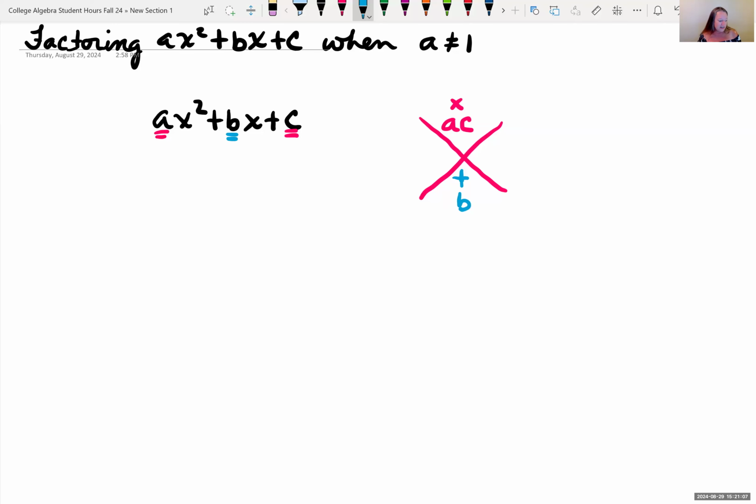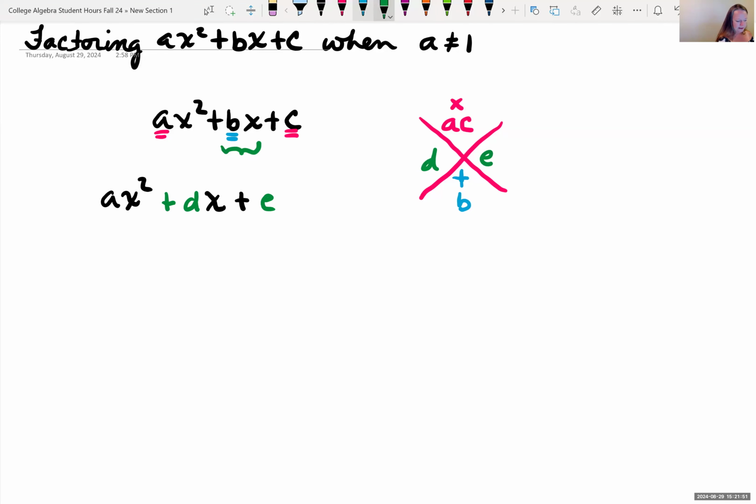Then I would look for those two numbers. Let's say they were D and E. So technically, because those are the same numbers I can add to get B, I can rewrite this middle term bx using that d and the e. So I would just go ahead and rewrite this trinomial ax squared, but now I'm going to rewrite it with 4 terms instead of 3. So plus d times x plus e times x, and then plus our constant c.